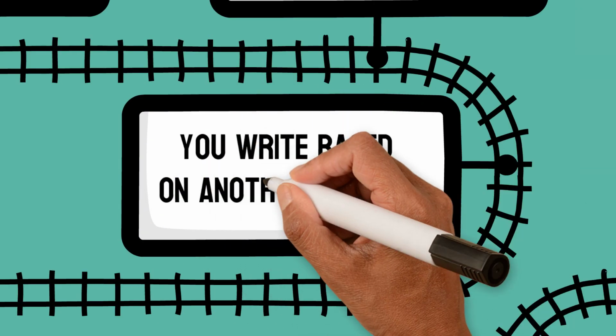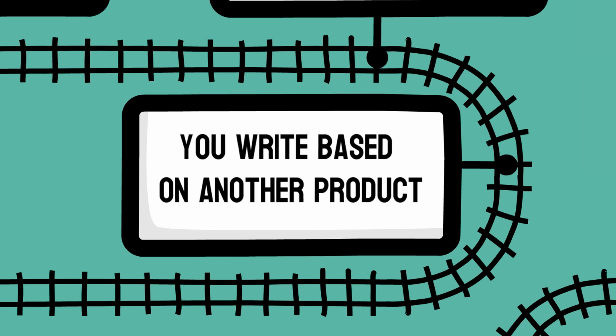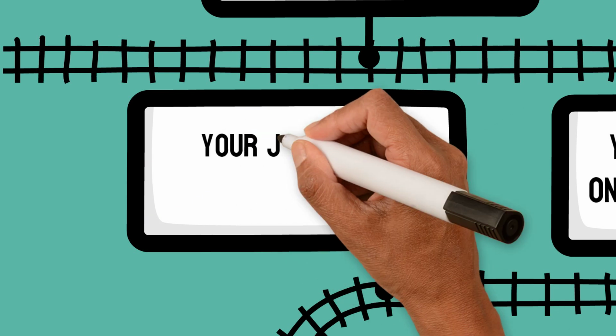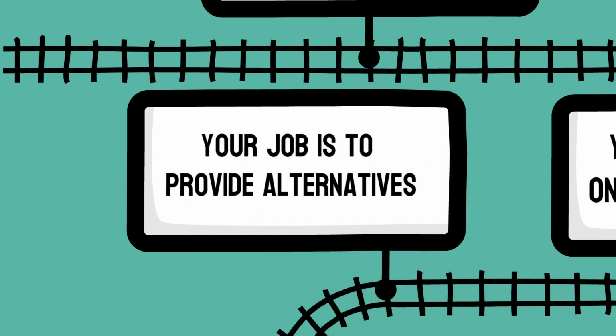The basic difference between a list post and an alternative post is that you write the latter based on another product. Readers are already familiar with that particular type of product. Now your job is to provide alternatives with upgraded features or cheaper pricing plans.